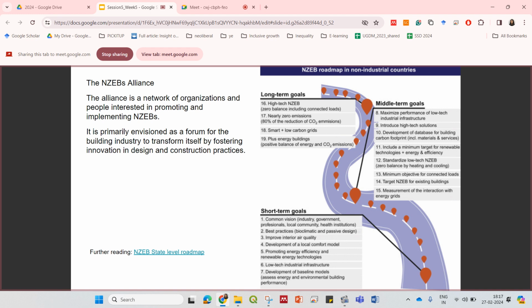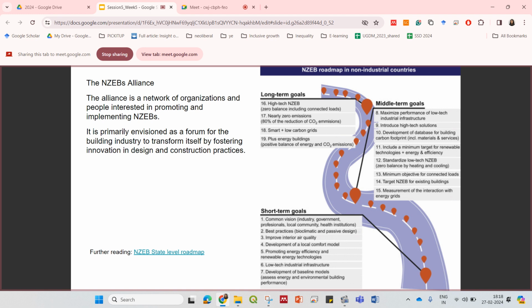So we saw that in middle term goals we are only focusing on standardizing the low tech NZDB, so it does not require a lot of technical input. We are focusing on introducing high tech solutions in the middle term goals, but we are not focusing on standardizing these solutions. But in the long term goal, we are trying to standardize high tech and CPP adoption in the buildings and building practices.